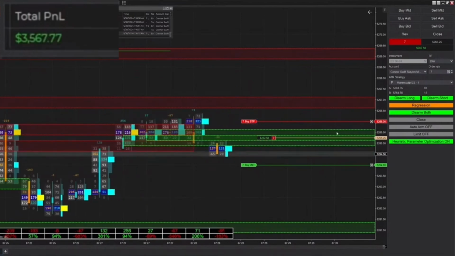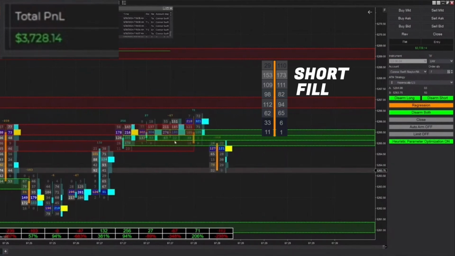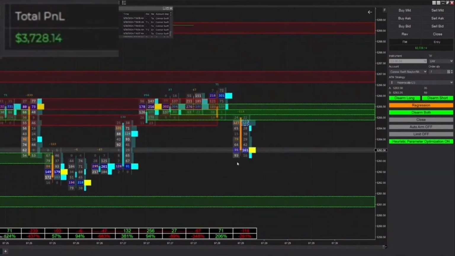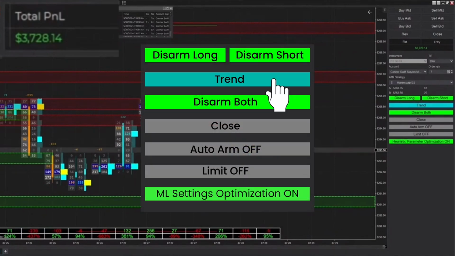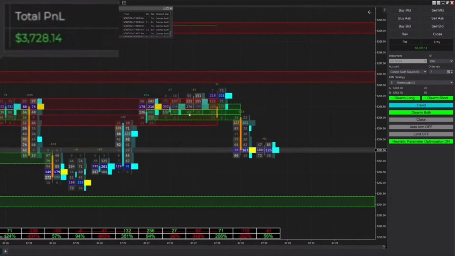You can see here that in regression, we got filled into a short trade. This is outside of this green zone here. So we end up winning that one. We're up to $3,700 on the day now. And this may even constitute a trend mode switch. So when we pass through this with enough delta, this actually canceled all of these derived zones. So now this range is no longer going to be considered.